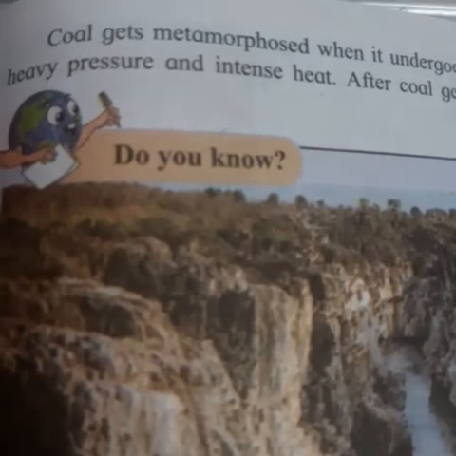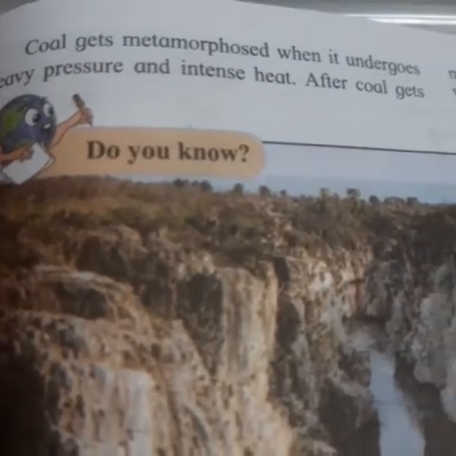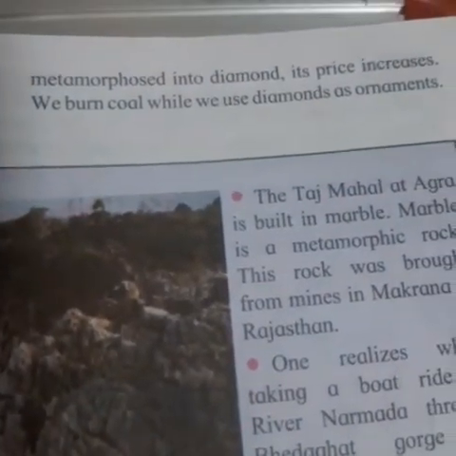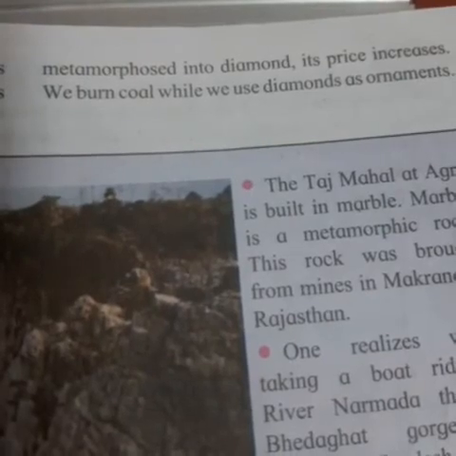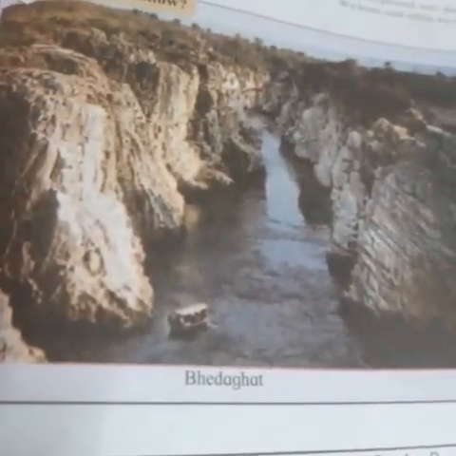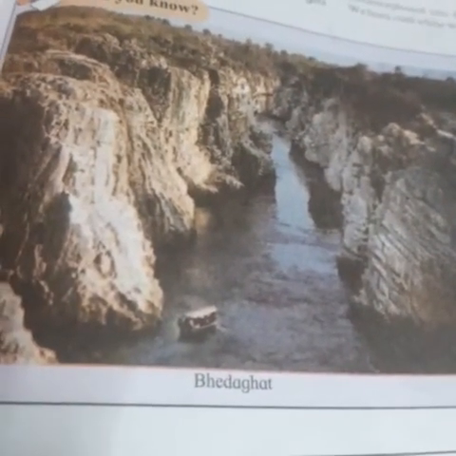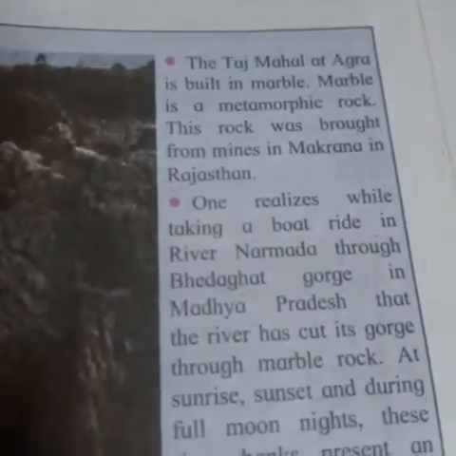Now over here they have given that coal gets metamorphized when it undergoes heavy pressure and intense heat. After coal gets metamorphized into diamond, its price increases. We burn coal while we use diamonds as ornaments. That I have explained in this. Now this is the picture of Bedaghat. It's a small knowledge.